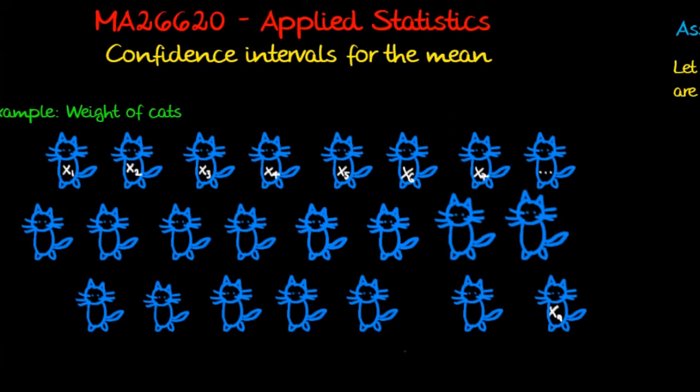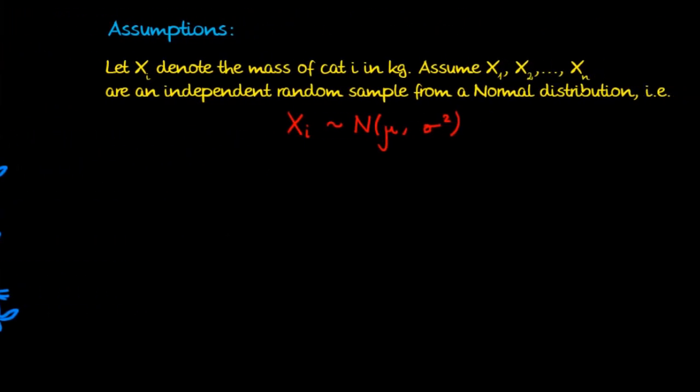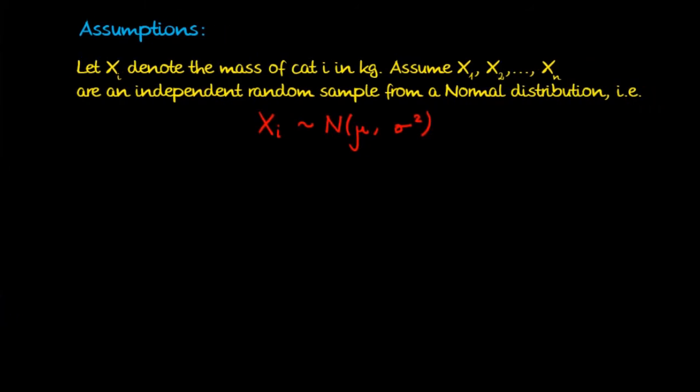Okay, so let's try and figure out what the distribution is of the sample mean, because of course different samples will give us a different sample mean, so the sample mean itself has a distribution. So we're going to make the assumption that we have an independent random sample. In particular we're going to let xi denote the mass of the ith cat, and we're going to assume that x1, x2, up to xn, in other words the weights of the cats, are an independent random sample from a normal distribution. So the weight of the ith cat, xi, is distributed normally with mean mu and some variance of sigma squared.